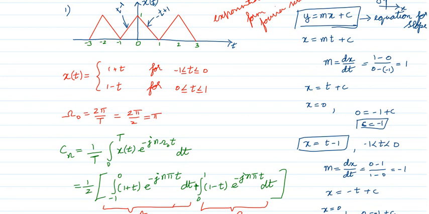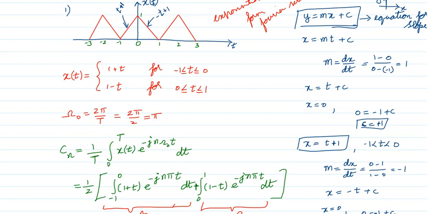Sorry, see here, it is not c is plus 1. That's a mistake. Sorry. In the first expression, c becomes plus 1. So this is t plus 1. So t plus 1 when the time is between minus 1 and 0, and 1 minus t between the time 0 and 1.